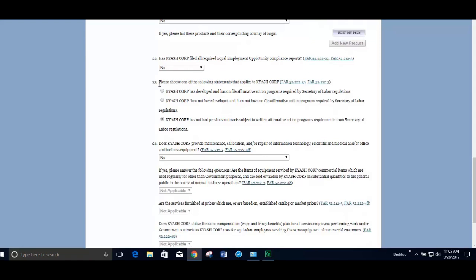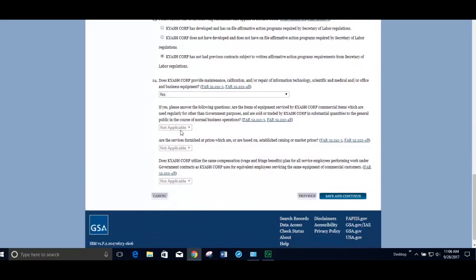And it says 23. Please choose one of the following statements that applies to Kayash Corp. Kayash Corp has developed and has on file affirmative action programs required by the Secretary of Labor Regulations. Kayash Corp does not have developed and does not have on file affirmative action programs required by the Secretary of Labor Regulations. Kayash Corp has not had previous contracts subject to written affirmative action programs requirements for the Secretary of Labor Regulations. We have this circle checked, so we'll leave it as is.